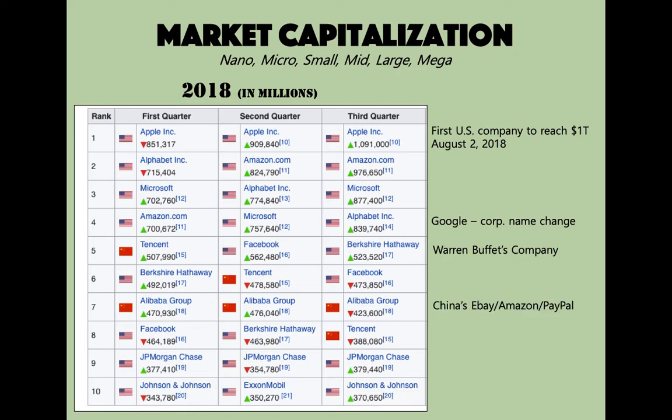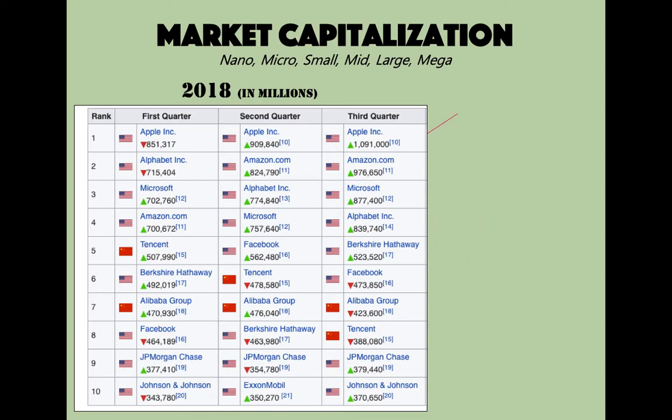Facebook, obviously. Alibaba is China's eBay, Amazon, PayPal company. Tencent is a social content digital platforms company. Tencent is a Chinese company. They're the makers of WeChat, which is a social media messaging system. It's also used for payments. And then JP Morgan Chase is a bank, and Johnson & Johnson is obviously Johnson & Johnson. So those are the top 10 as of third quarter 2018.